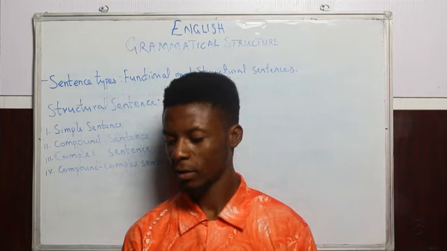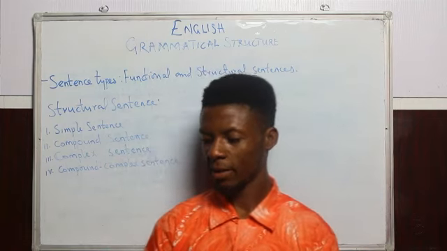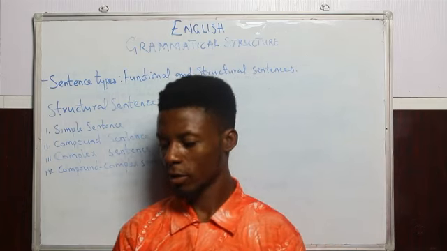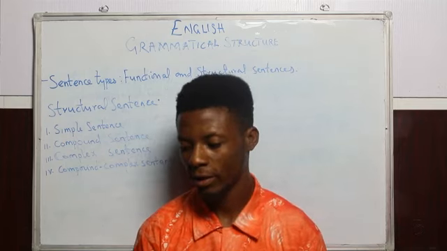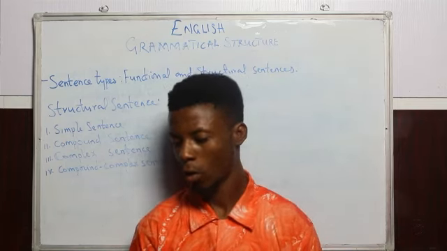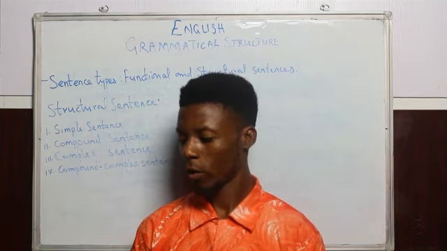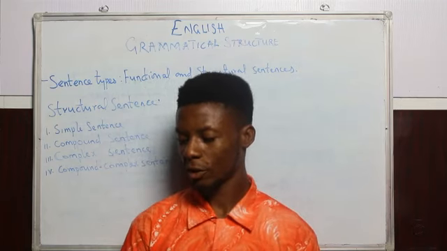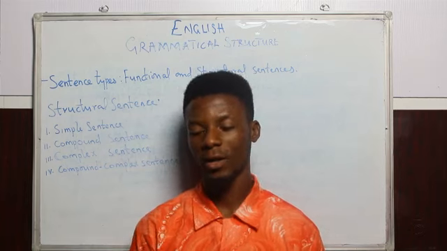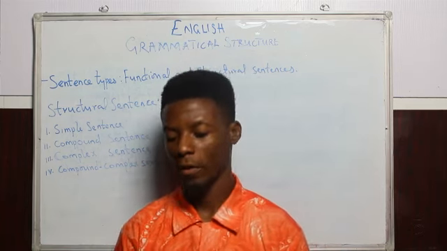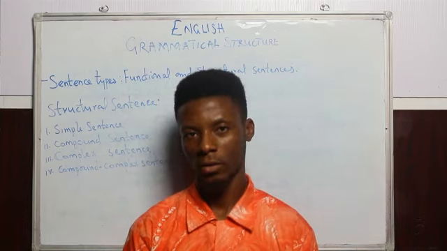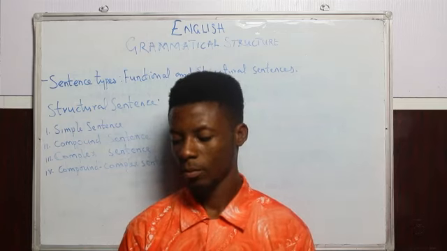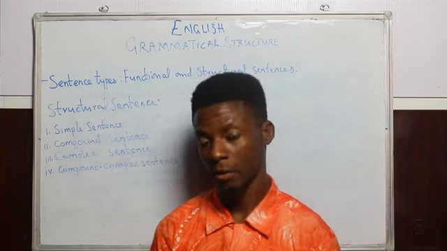The compound sentence contains two or more independent clauses. It has no subordinate clause. The different clauses in a compound sentence are usually joined by a coordinating conjunction or a semicolon. A coordinating conjunction is a word that joins words, phrases, or clauses of equal ranks together. Examples of coordinating conjunctions are and, but, or, etc.